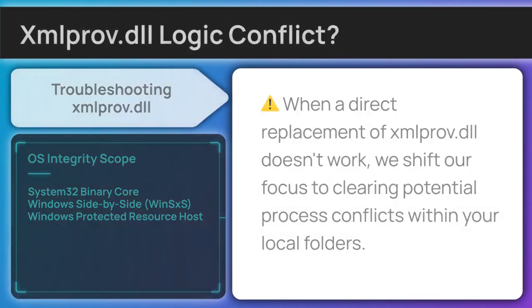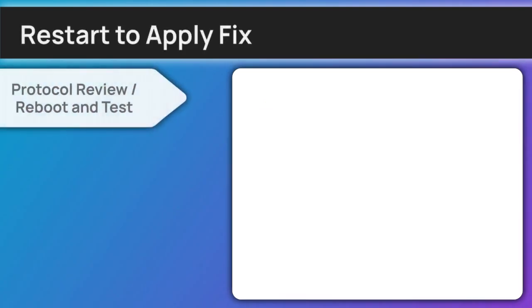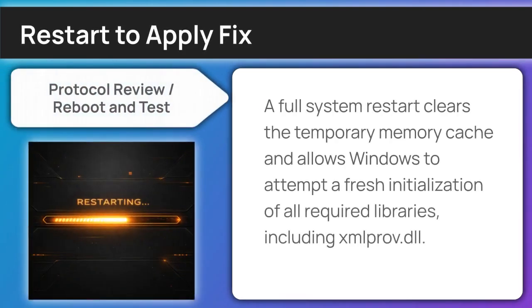the OS. A full system restart ensures that no background processes are currently locking the XML Provisioning Library file. A fresh boot allows Windows to reinitialize its library map from a clean state.